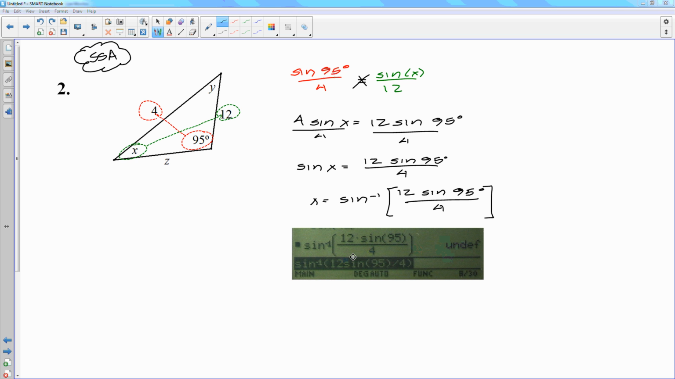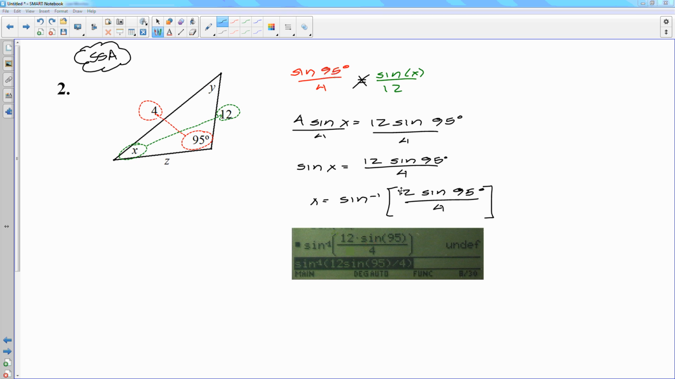First, whenever you get an error message, double-check to make sure you plugged everything in correctly, because you could very easily have accidentally hit maybe a 2 instead of a 12. Maybe you just missed the 1 when you punched in 12 sine 95. So make sure it's punched in correctly, and I'm looking at that. It's inverse sine of 12 sine 95 over 4.